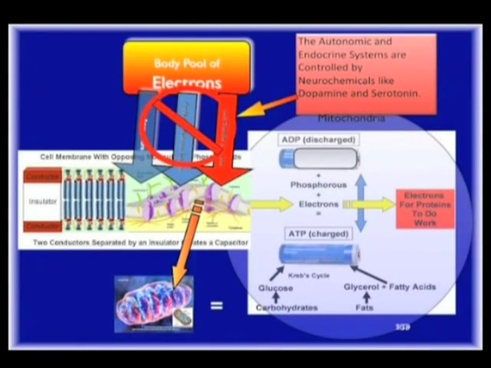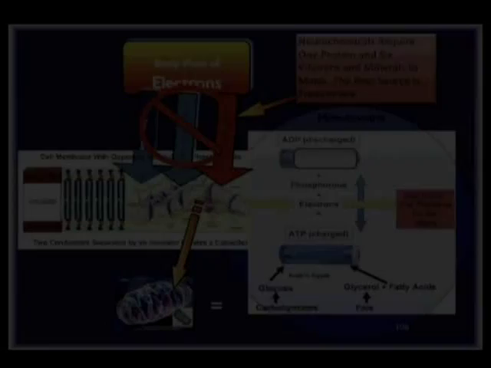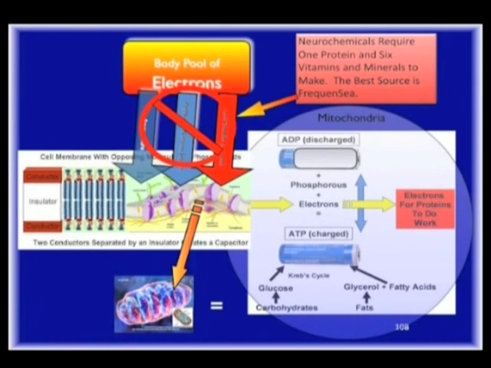The autonomic and endocrine systems are controlled by neurochemicals like dopamine and serotonin. To make a neurochemical requires one protein and 6 or 8 vitamins and minerals. If you're missing one vitamin or one mineral, you can't make them.